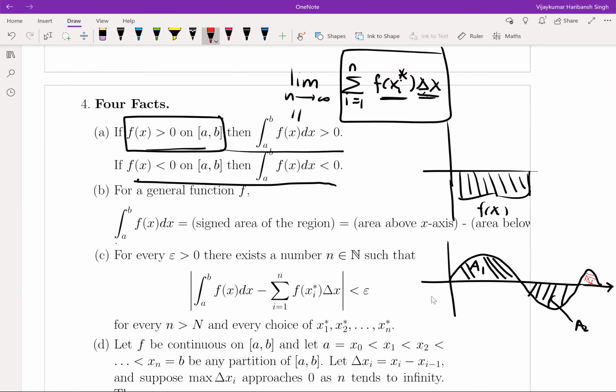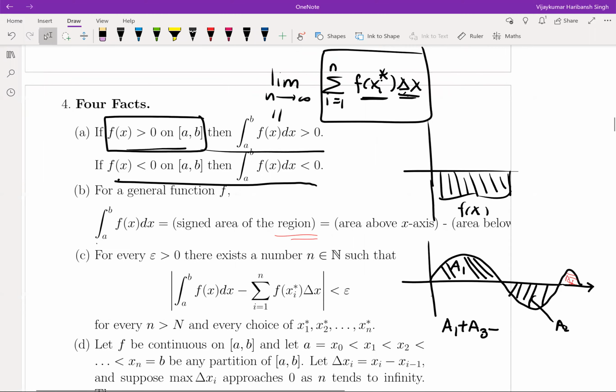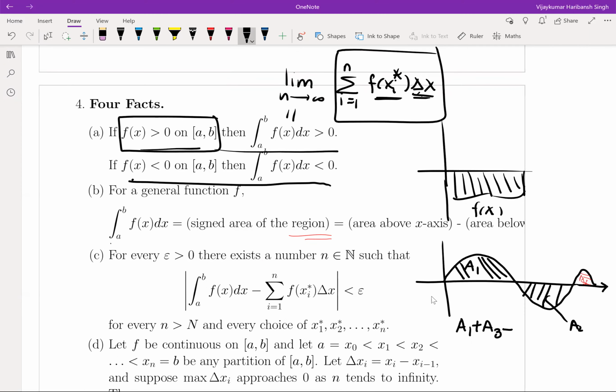Then the integral from a to b of f(x) dx represents the signed area of the region, or the net area, which is the area above the x-axis. So the area above the x-axis is A1 plus A3, minus the area below the x-axis. So below the x-axis would be minus A2. So this is what the integral represents. Okay.